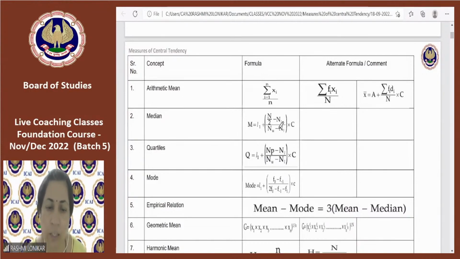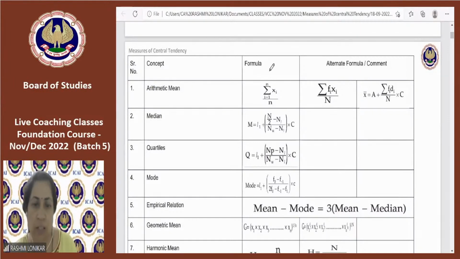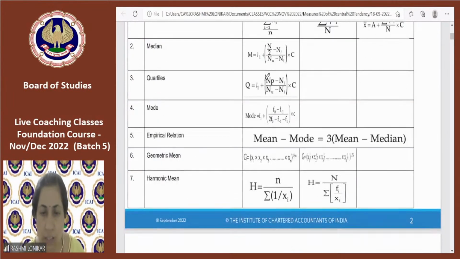Now median. In median, what do we do? We first find whether or not the given frequency distribution is a continuous one. If it is not, then we convert the class intervals into class boundaries, and then we find the lower class boundaries. Then we find the less than cumulative frequency. After that, we find this number n by 2, and then we find the pre-median class, post-median class, and the class width. And then we use M is equal to L1 plus bracket n upon 2 minus NL upon NU minus NL into C.